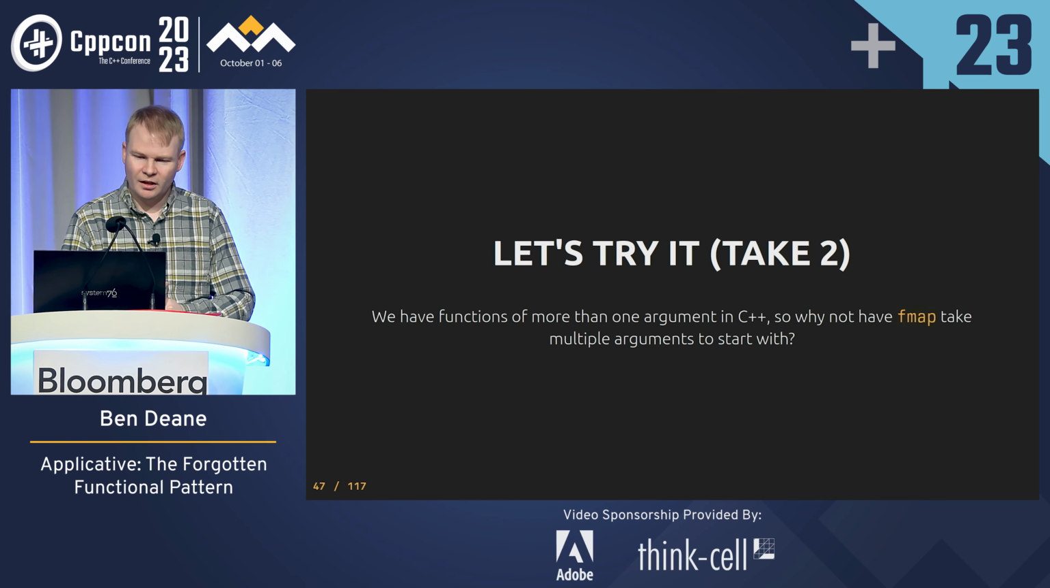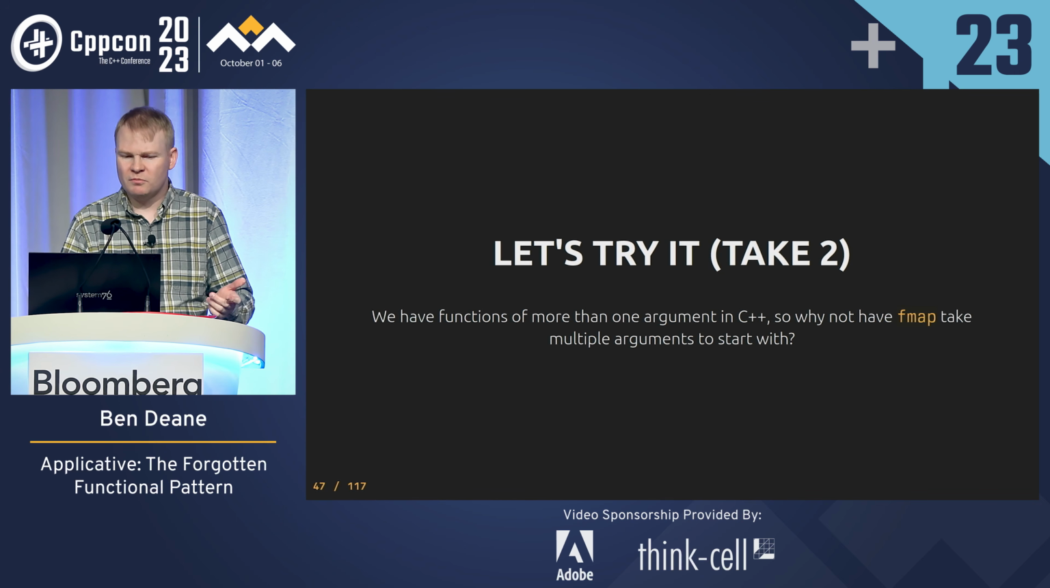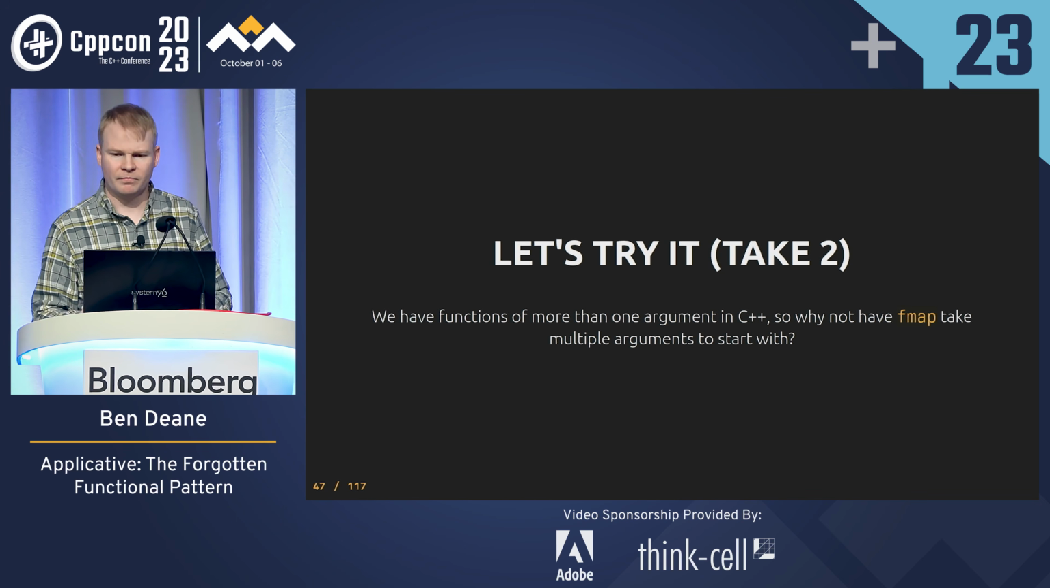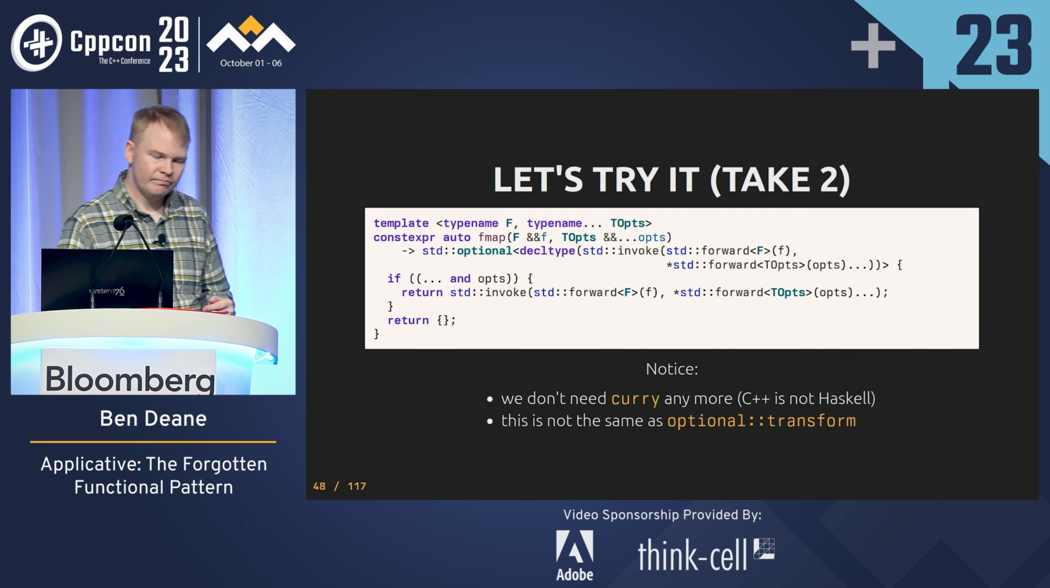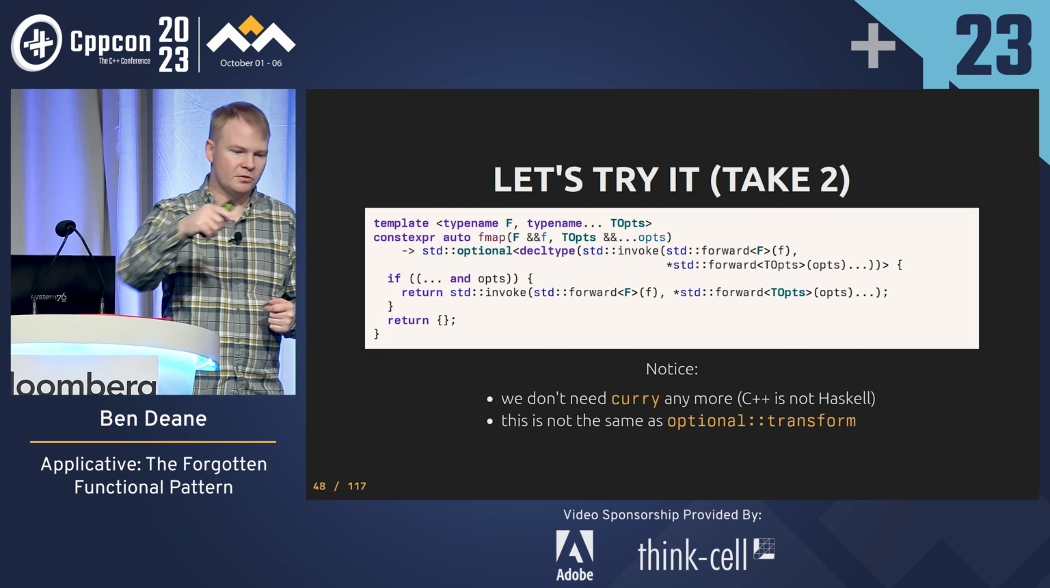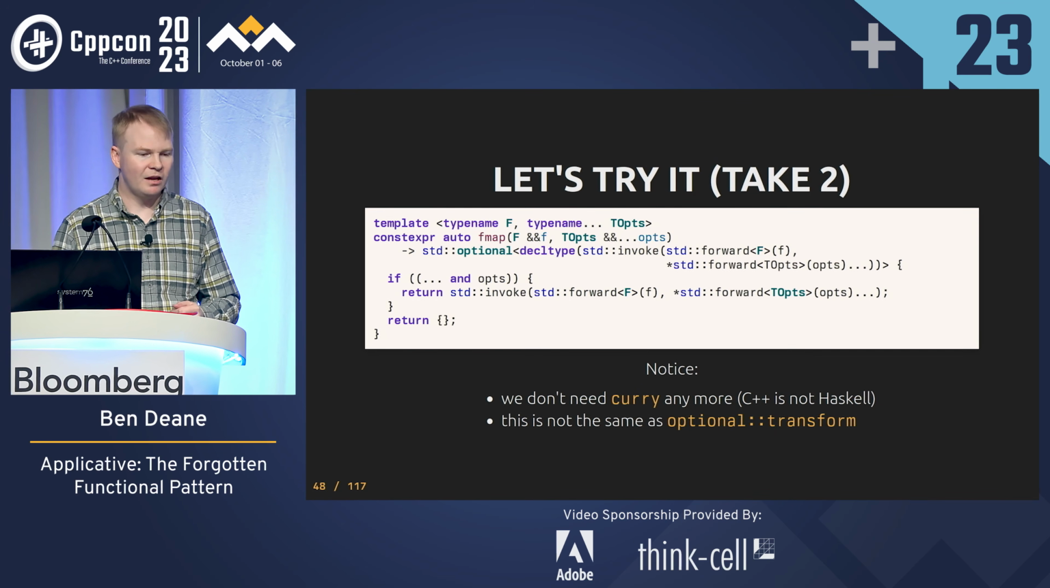So let's try it, take two. In C++, we can have functions of multiple arguments, so why don't we write fmap that way to start with? Let's try and write fmap to take multiple arguments, multiple optionals. We've got a variadic pack of optionals here.